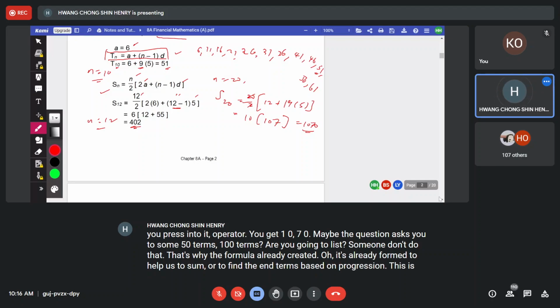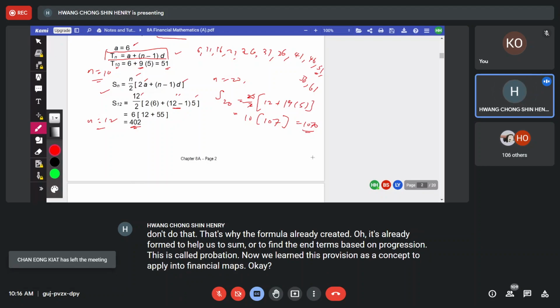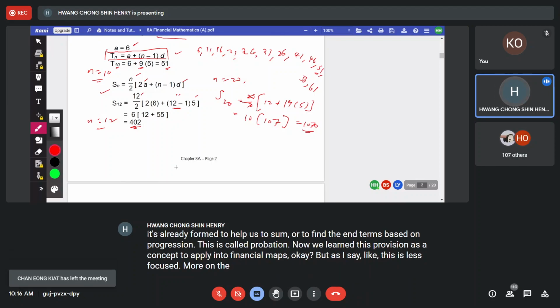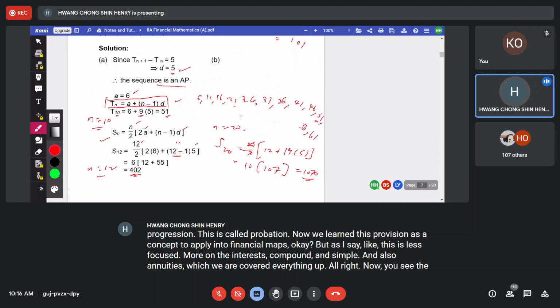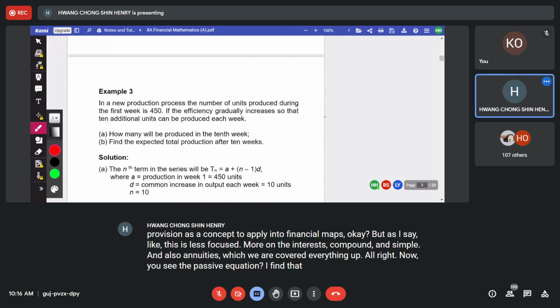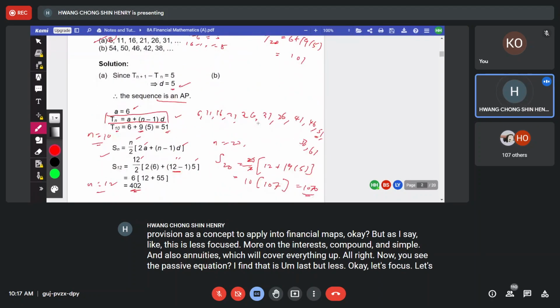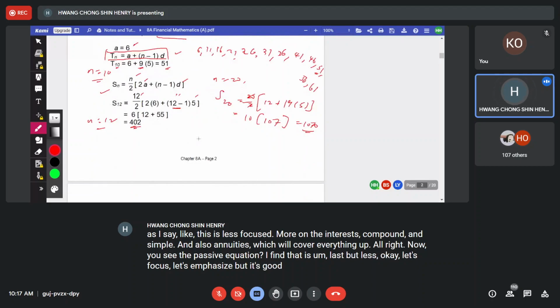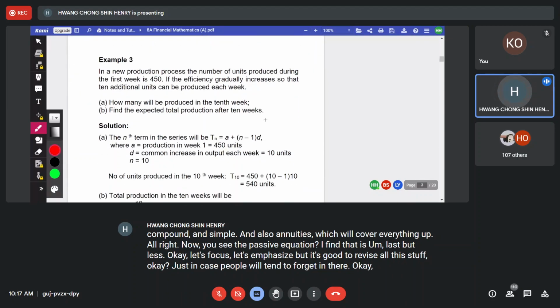This is called progression. Now we learn this progression as a concept to apply into financial maths. But as I said, this is less focused, with more emphasis on the interest, compound and simple, and also annuities, which we have covered everything. Now we see the past equation. I find that less emphasized, but it's good to revise all this, just in case people tend to forget here and there. So this is the example you can go through.